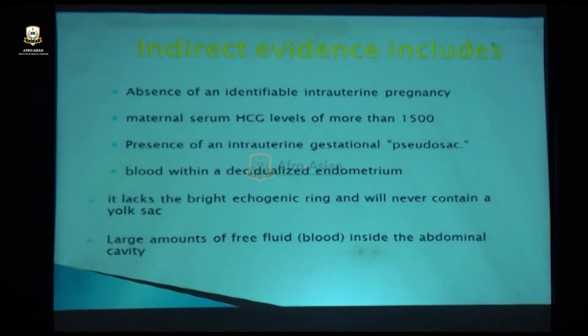Indirect evidence includes absence of a definitive intrauterine pregnancy. There is no definite pregnancy inside the uterus, so this is an indirect sign. Presence of an intrauterine pseudo sac without fetal pole, without yolk sac, without heartbeat. So this is one. A large amount of free fluid inside the abdominal cavity is a 99% indication of ruptured ectopic pregnancy. Okay, if not 99, let's make it 95.